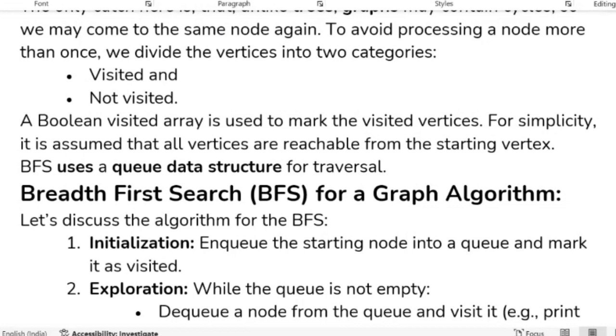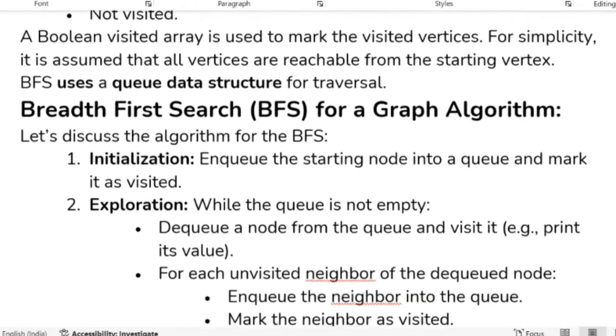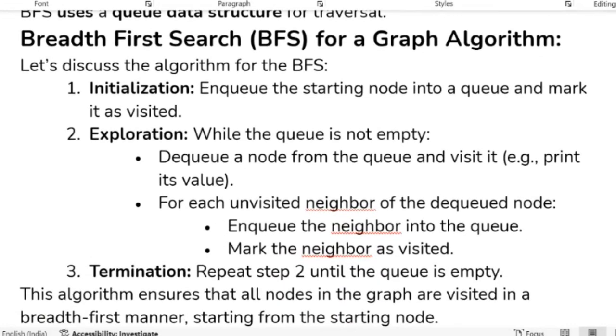So the breadth first search algorithm for a graph is like this. The first step in BFS is initialization. We initialize the queue, that means we enqueue the starting node into the queue and mark it as visited. That means the root of the tree, or if it is a graph, we start with any node as the starting point. We just enqueue that node into the queue.